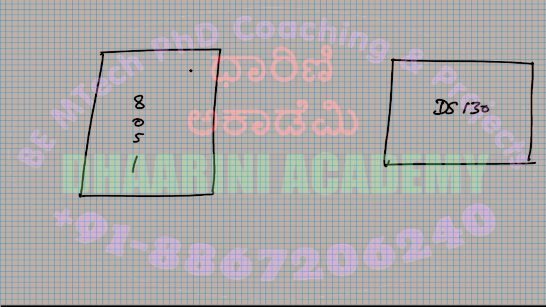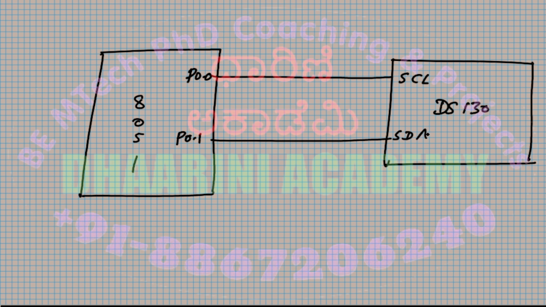Now P 0.0 is being used as the clock, right? And they already mentioned that P 0.1 is the SDA. This is what we want. All others are the power supply.